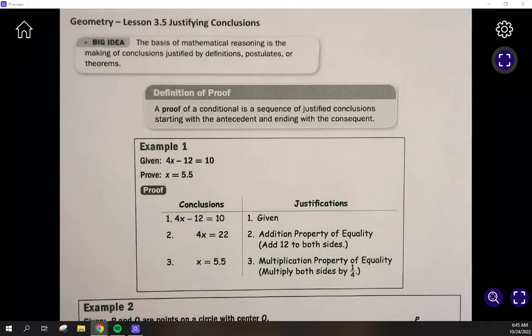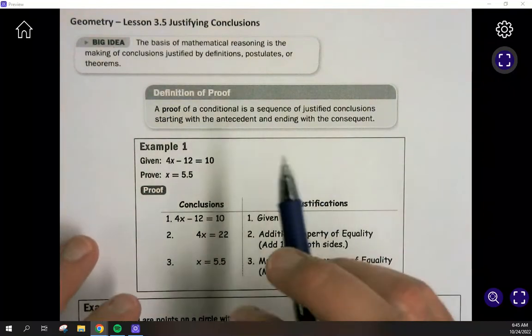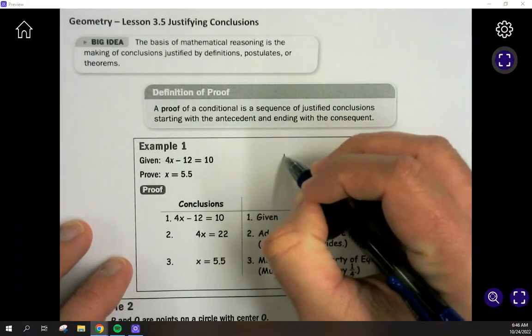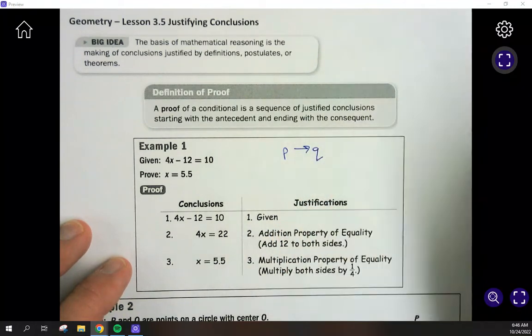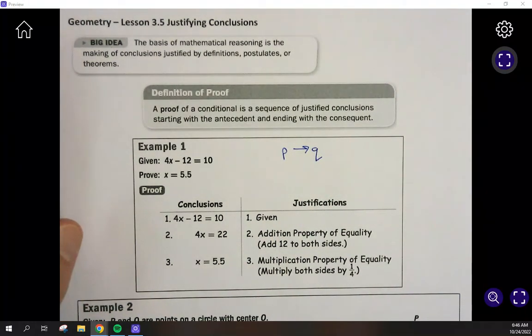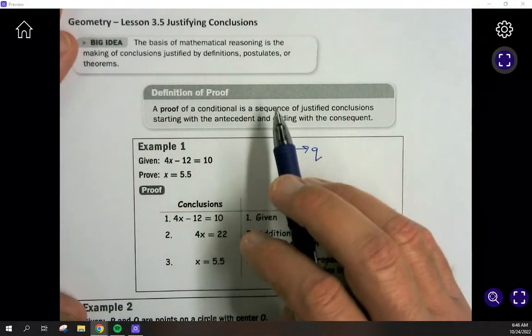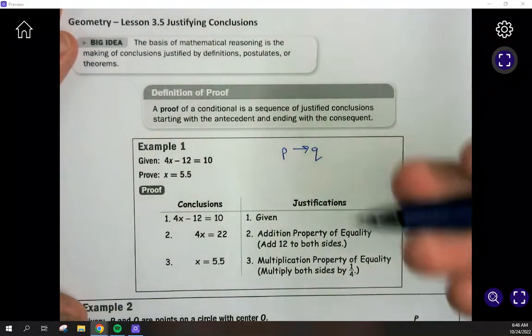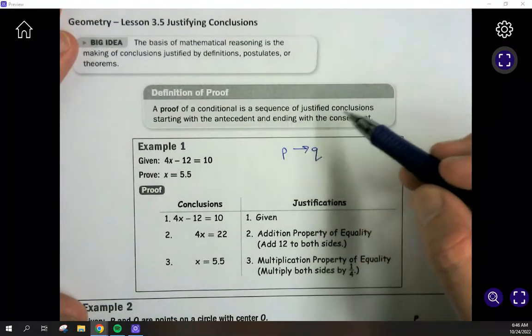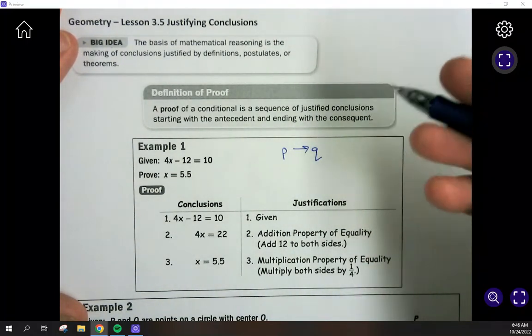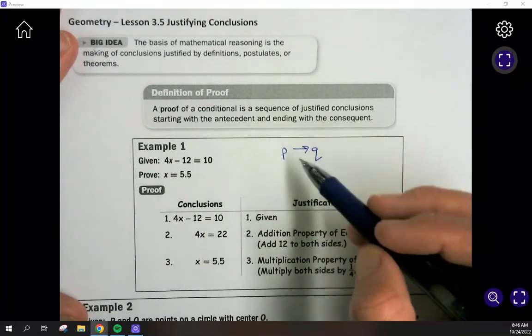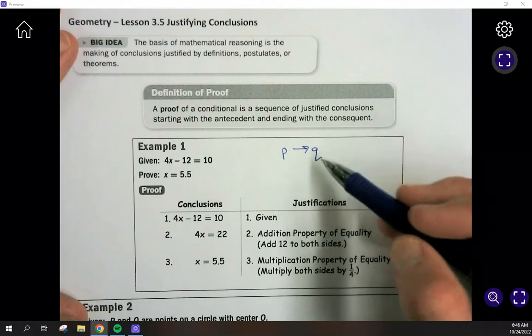So the definition of a proof, we're going to talk about proofs a lot. A proof of a conditional is a sequence of justified conclusions, starting with the antecedent and ending with the consequent. So there's lots of words there that we've used before. Let's make sure we remember what they all mean. Conditional is an if P, then Q statement. And a proof of a conditional is a sequence, which just means in a row, 1, 2, 3, 4, 5, of justified conclusions. Why are we allowed to conclude this? Starting with P, the antecedent, and ending with Q, the consequent.